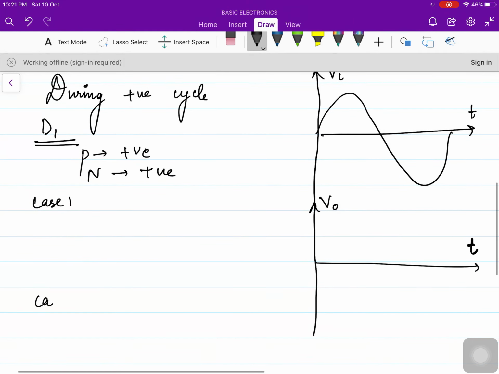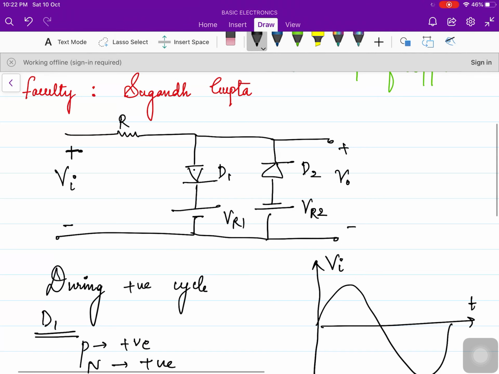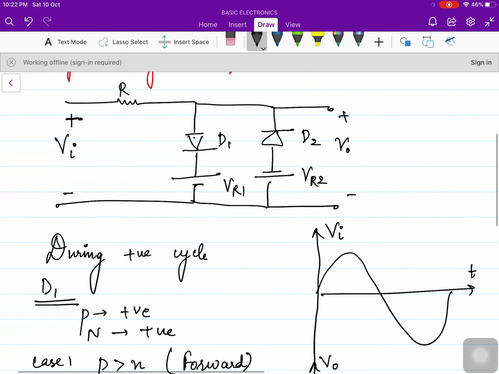Case 1 and case 2. Now I am not looking into the circuit. First case will be of course P greater than N, and second case will be P less than N. Without thinking, this will be forward and this will be reversed, without looking at the diagram again. Now let us just put the values of P and N. What is P? P is getting plus Vi and N is getting plus VR1. So let us see what is the value of V0 for this case.